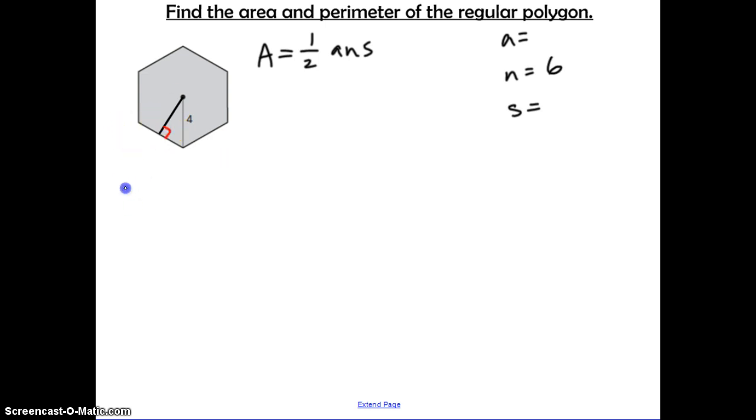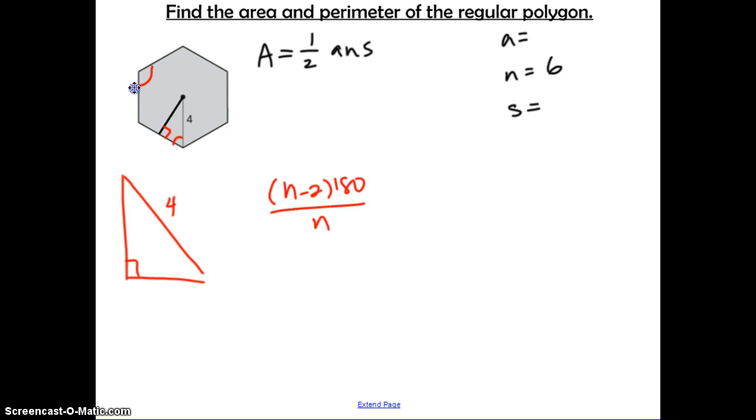So what I'm going to do is pull out that triangle and make it a little bigger over here. So here we have that right triangle. That radius, this length is 4. And then we need to find the measure of this angle, which is half of one of the interior angle measures. So the first thing we want to do is take n minus 2 times 180 divided by n to give us the measure of one interior angle of this regular hexagon.